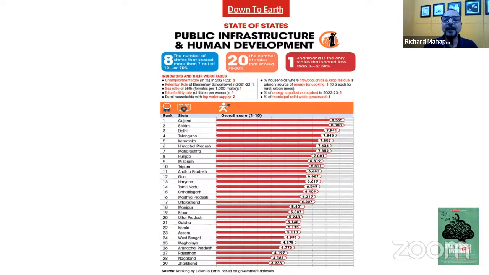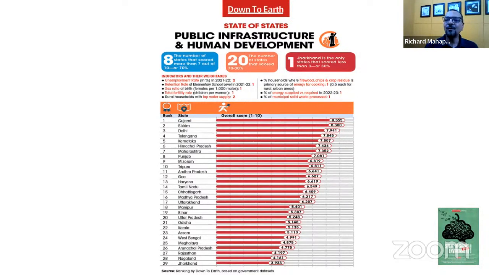Then the percentage of energy supplied versus required. That basically shows you the energy poverty. How much energy I need and how much is supplied. If there is a gap, then there is energy poverty. Then the percentage of municipal solid waste being processed. That's one of our biggest crises that I have already mentioned, waste management. So which are the top 5 states under this? Gujarat tops the list. Second, Sikkim. Third, Delhi. Fourth, Telangana. And Karnataka is the 5th.